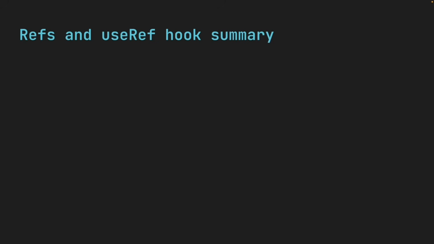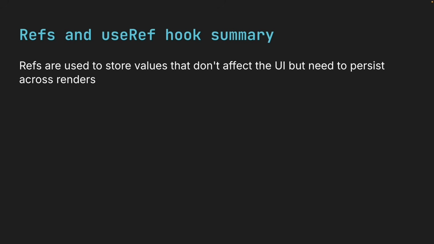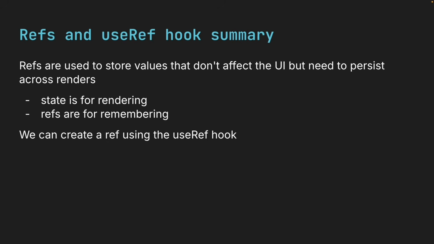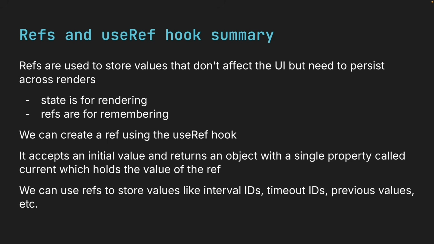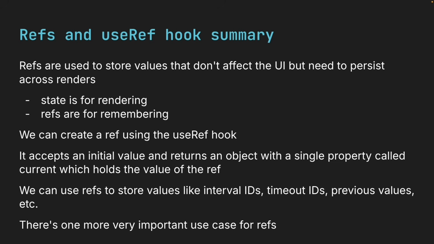Let me quickly summarize what we've learned. In React, refs are used to store values that don't affect the UI, but need to persist across renders. So state is for rendering, and refs are for remembering. We can create a ref using the useRef hook. It accepts an initial value and returns an object with a single property called current, which holds the value of the ref. We can use refs to store values like interval IDs, timeout IDs, previous values, and more. But that is not all. There is one more very important use case for refs, which we will cover next.